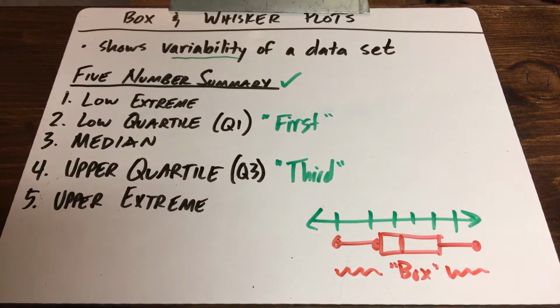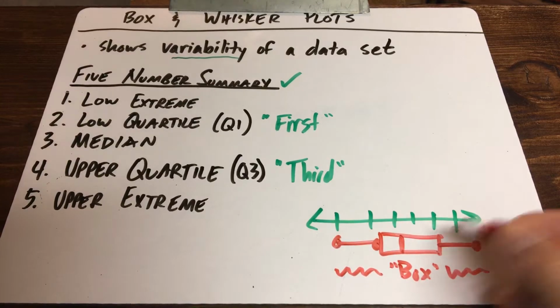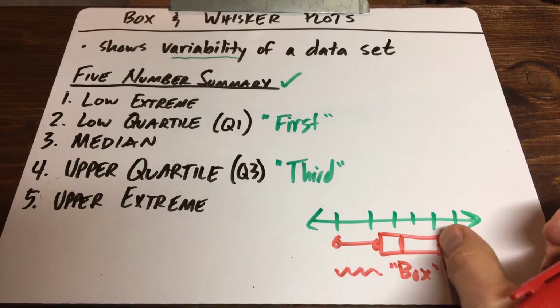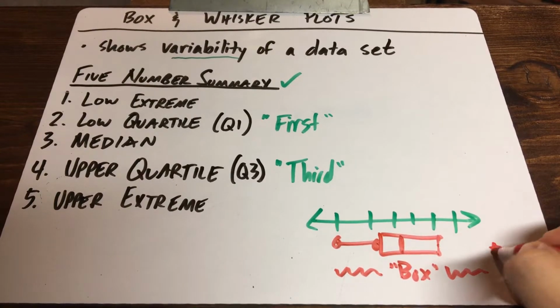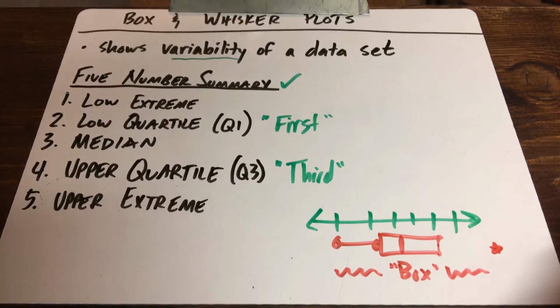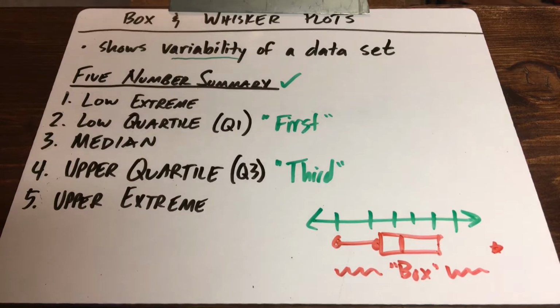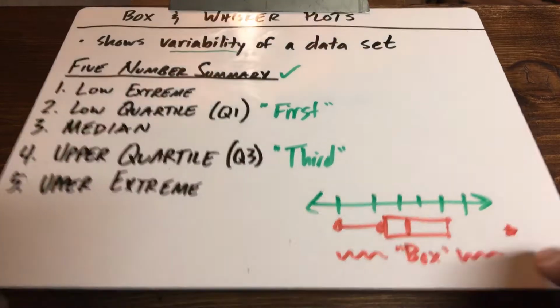Every once in a while you won't have a whisker, if sometimes the low extreme and the low quartile are the same number. It is possible not to have a whisker at all. Or every once in a while, if you ever see one like this with a little star, that means there was an outlier. But we're not going to get that detailed and talk about outliers today. Maybe next year you will learn about that a little bit more. So anyway, those are the basics, and let's move on to the next part.